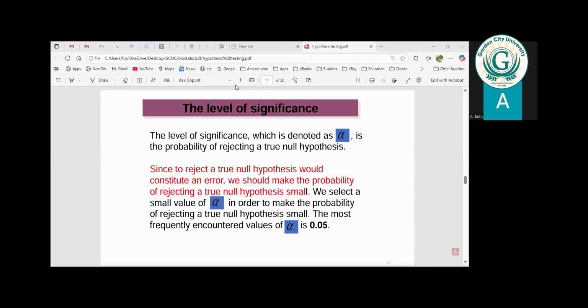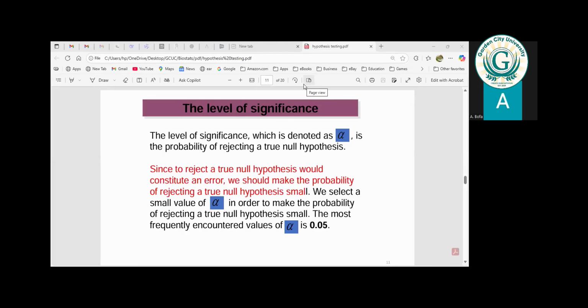Okay. So another important thing in hypothesis testing is the significance level, or alpha. For the significance level, you need to set it yourself. You need to choose the alpha level yourself.